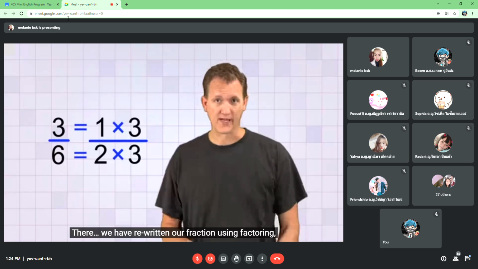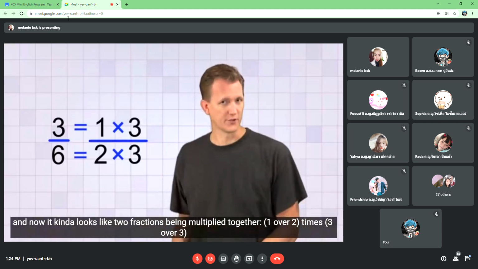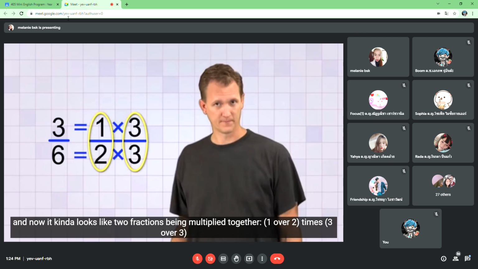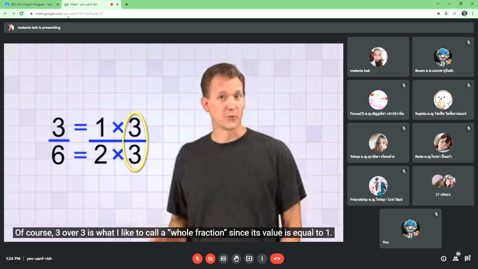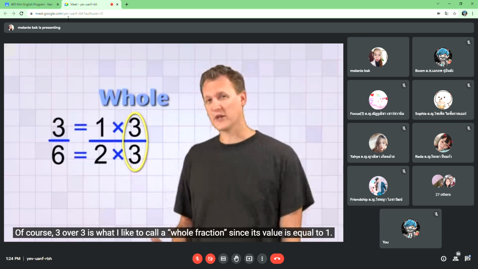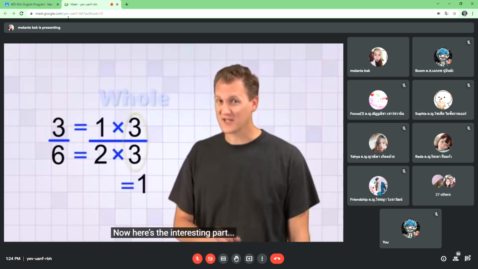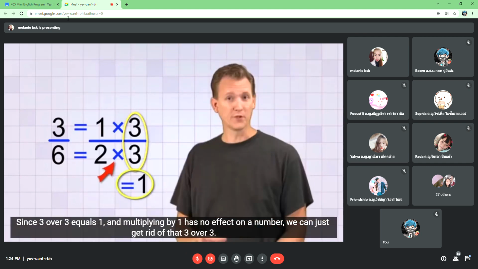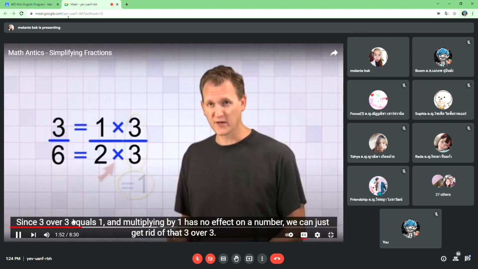There, we've rewritten our fraction using factoring, and now it kind of looks like two fractions being multiplied together: 1 over 2 times 3 over 3. Of course, 3 over 3 is what I like to call a whole fraction, since its value is equal to 1. Now here's the interesting part. Since 3 over 3 equals 1, and multiplying by 1 has no effect on a number, we're going to just get rid of it.